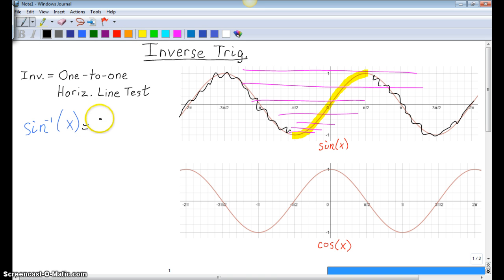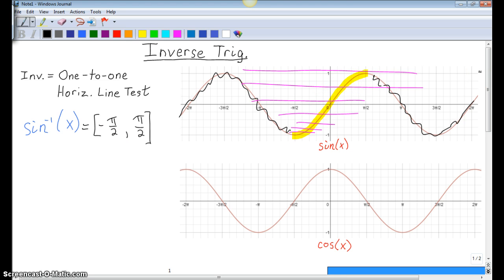So that's why when we find the sine inverse of a function, our answer is somewhere between negative pi over 2 and pi over 2. That's our new domain. So if I gave you a function that had sine inverse in it, your answer has to fall between negative pi over 2 and pi over 2, somewhere in this domain right here.